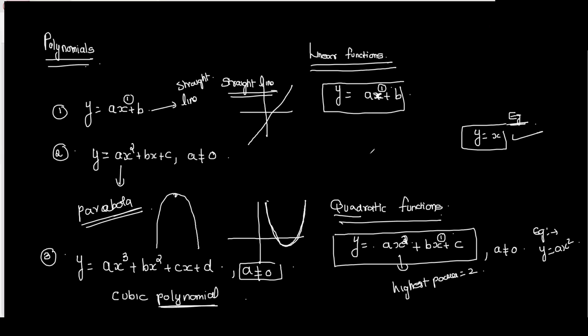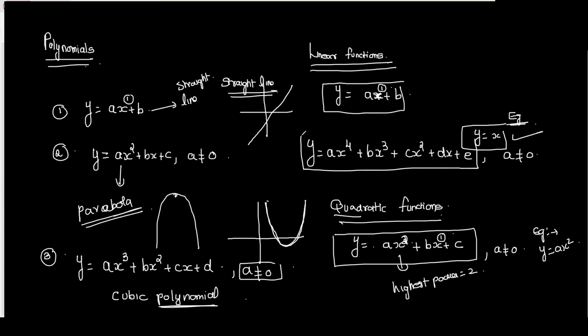Now we have one more, which is y is equal to, if the power is 4, like this, ax to the 4 plus bx cube, the power decreases automatically, plus cx square plus dx plus e. Here also a cannot be 0. So in this case, you know the name which can be given for this polynomial? Quartic. Very good. It is known as a quartic polynomial, and there is another name which is biquadratic. There are two names, but quartic is a common one.